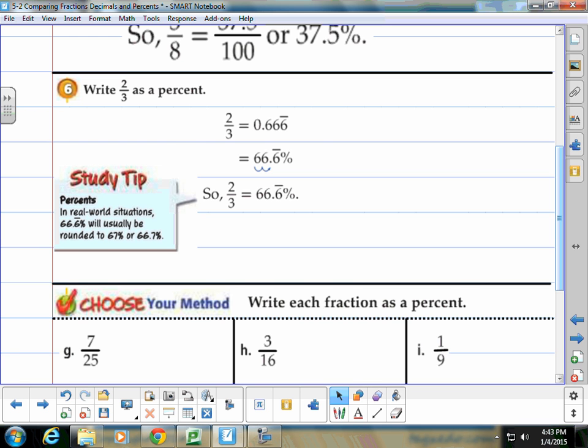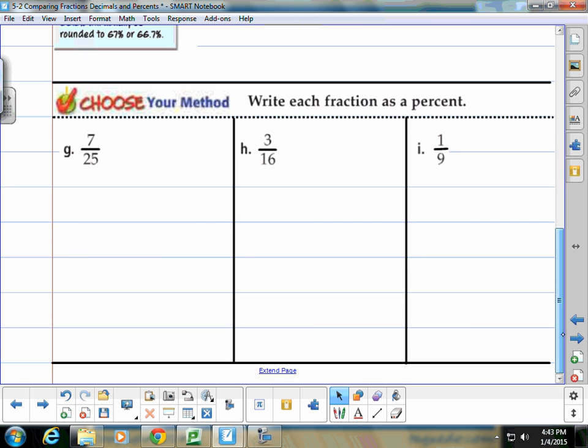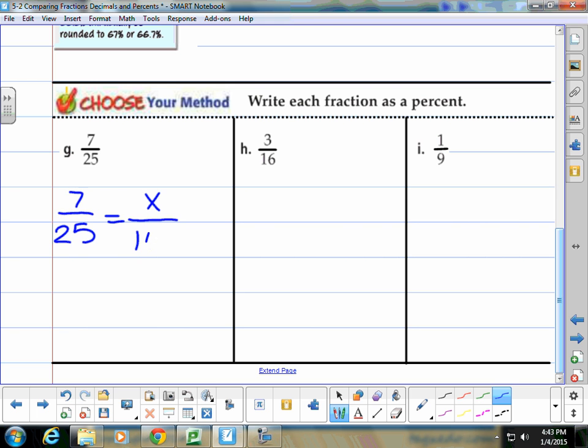Okay, so choose one of those methods, using a proportion or writing as a decimal, and you can try these ones out as well. If you're not sure, check in with those in class. Okay, if you're not sure how to get these, either method is fine. Remember, if you were going to use the method of proportion, you'd go like this and cross multiply.